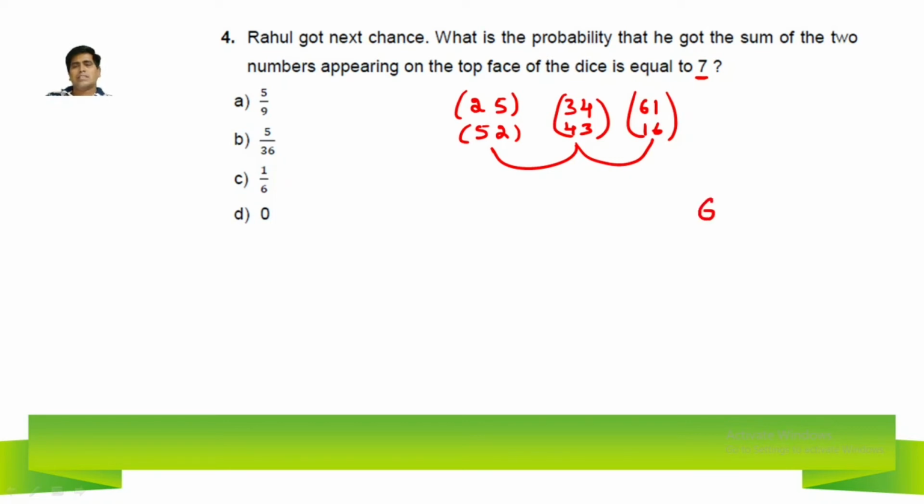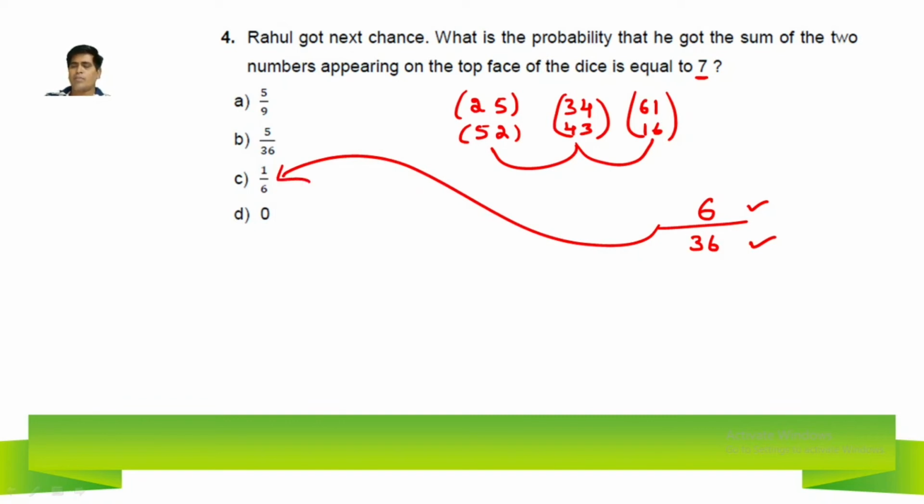So 6 by total 36. Number of favorable outcomes by total number of outcomes. This is the favorable outcomes, this is the total number of outcomes. So 6 by 36, that is clearly 1 by 6.